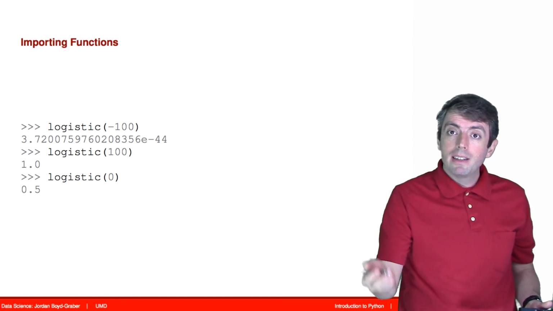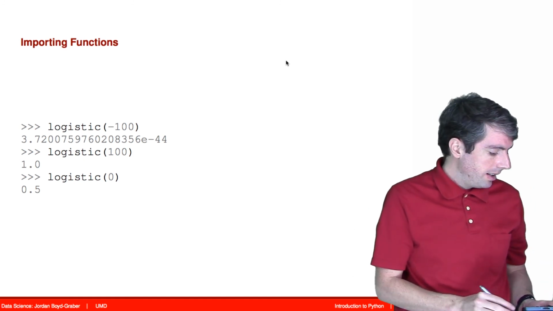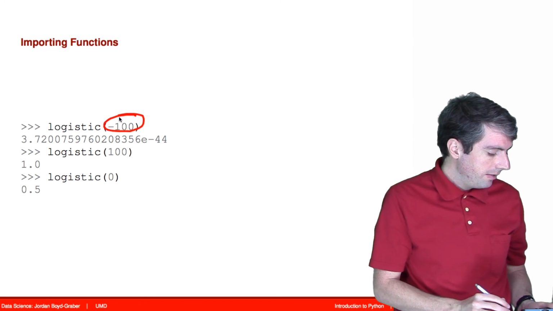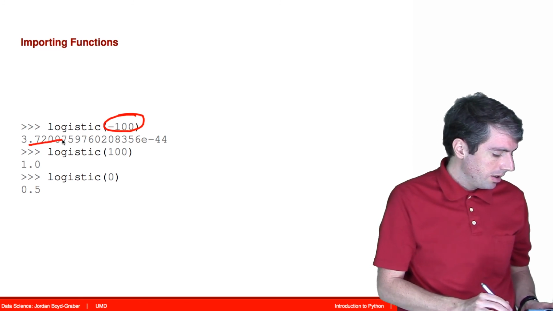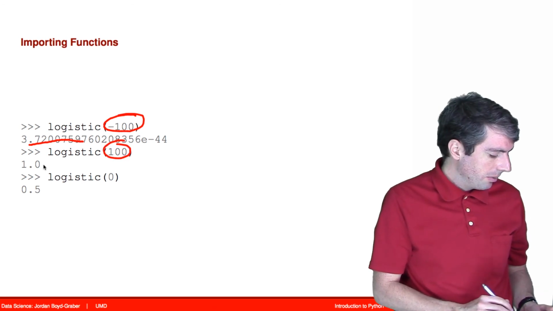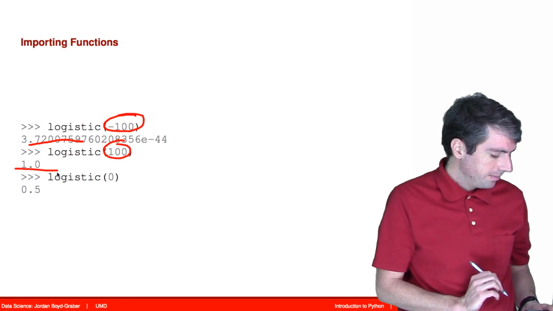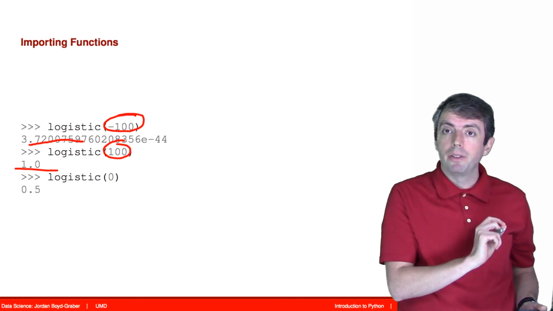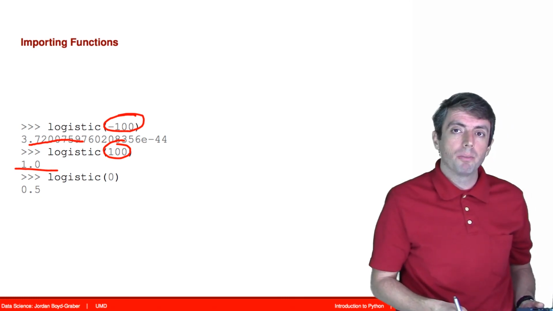And so you can see that the logistic function takes very negative numbers and returns a small number near 0, and for very large numbers, it returns a number close to 1. And if you give it the value 0, the logistic function returns 0.5.